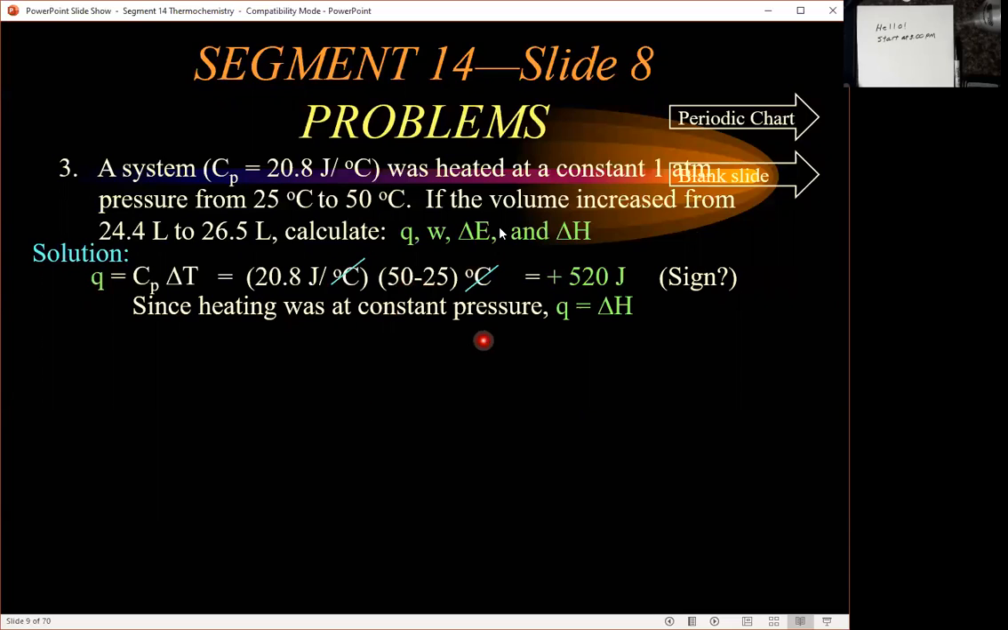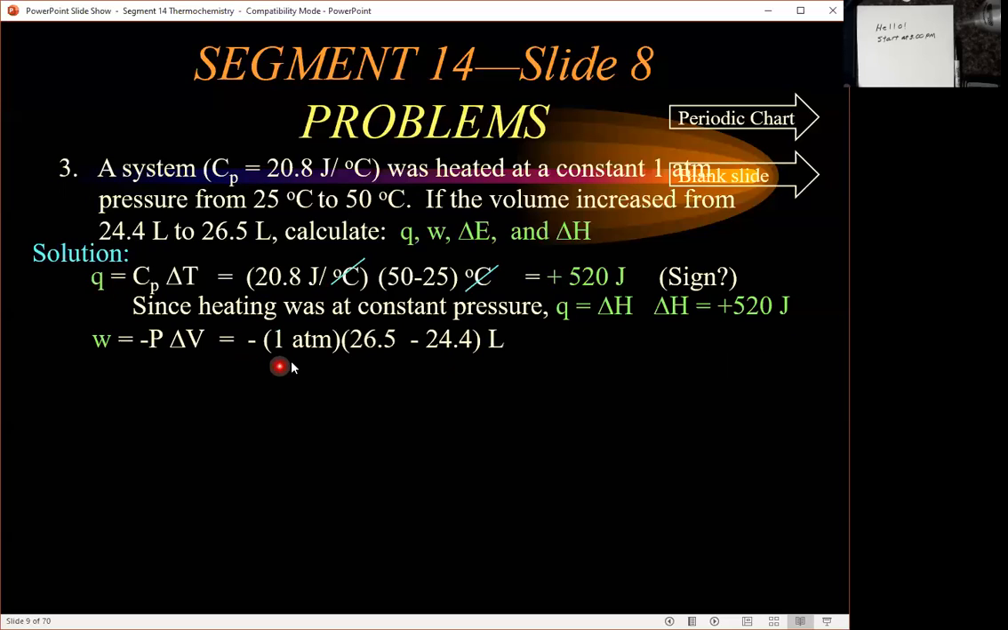Now, this was carried out at constant pressure of 1 atmosphere. So Q at constant pressure is directly equal to delta H. So we've got delta H. It's 520 joules, and that is positive. Now, work is minus P delta V. Again, we're going to do the same thing. It's at 1 atmosphere pressure. The change in volume goes to 26.5 from 24.4. So I get minus 2.1 liter atmospheres.